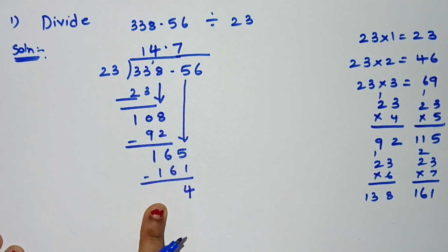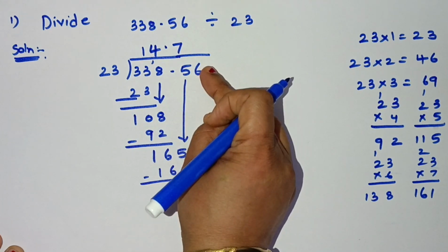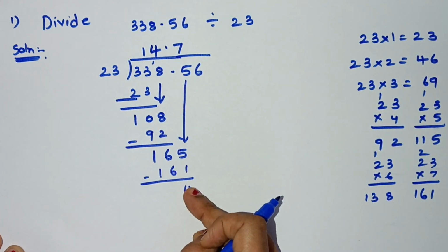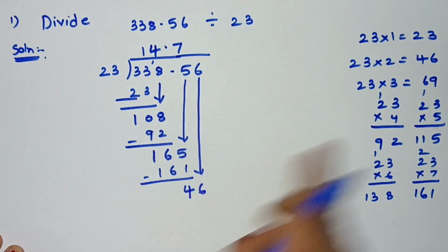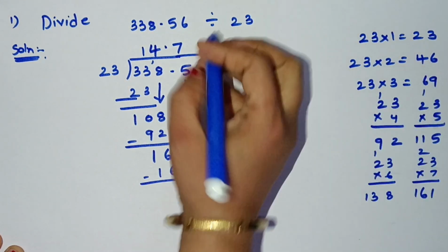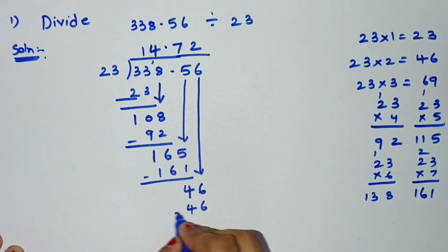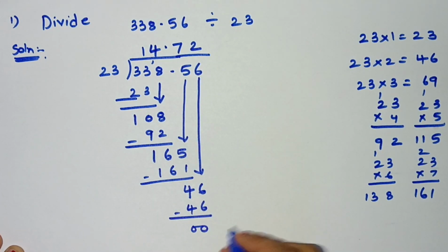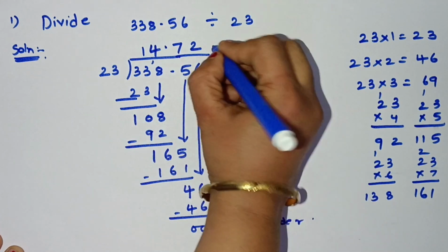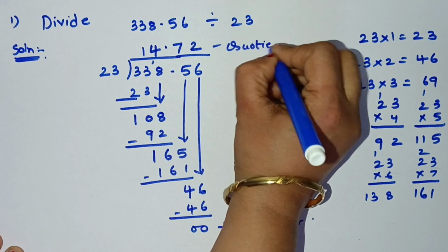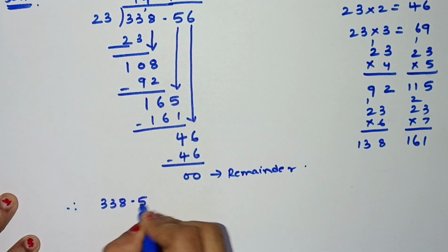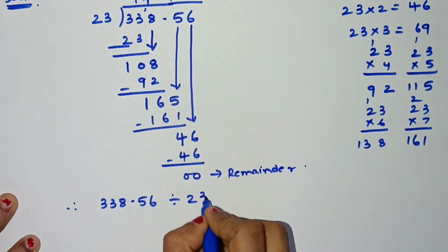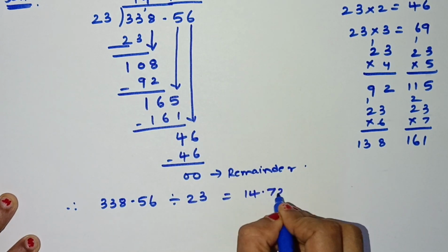Now after this, next divide and bring down the other digit in sequence. Now 46. Can you see? 23 twos are 46. Continue till you get the final remainder. So the remainder you got is 0 and the quotient is 14.72. Therefore, 338.56 divided by 23 equals 14.72.